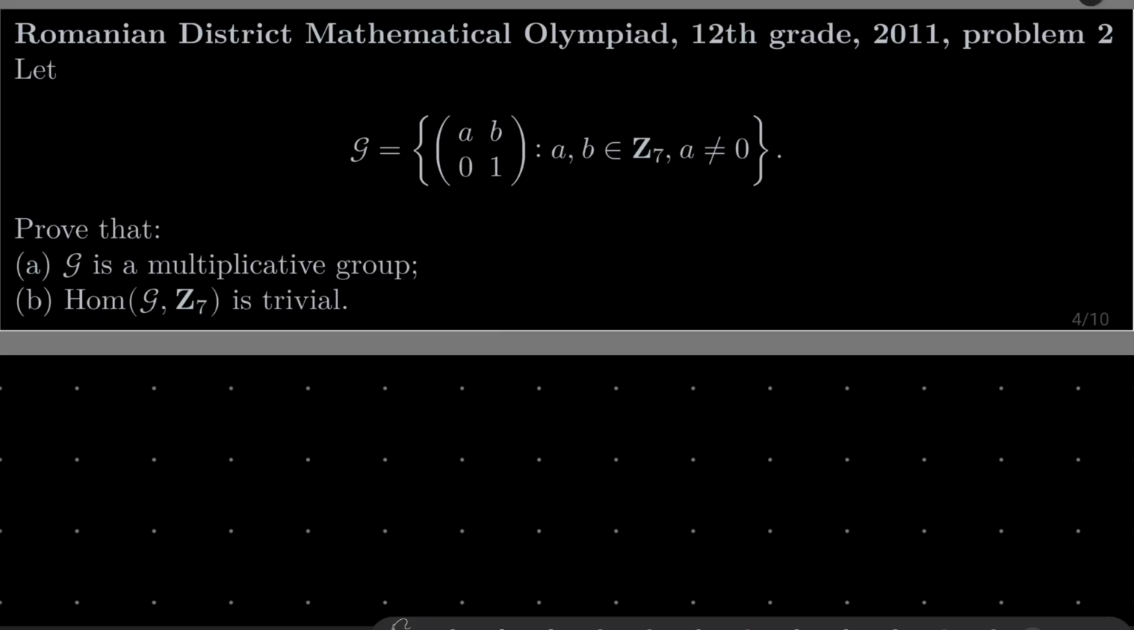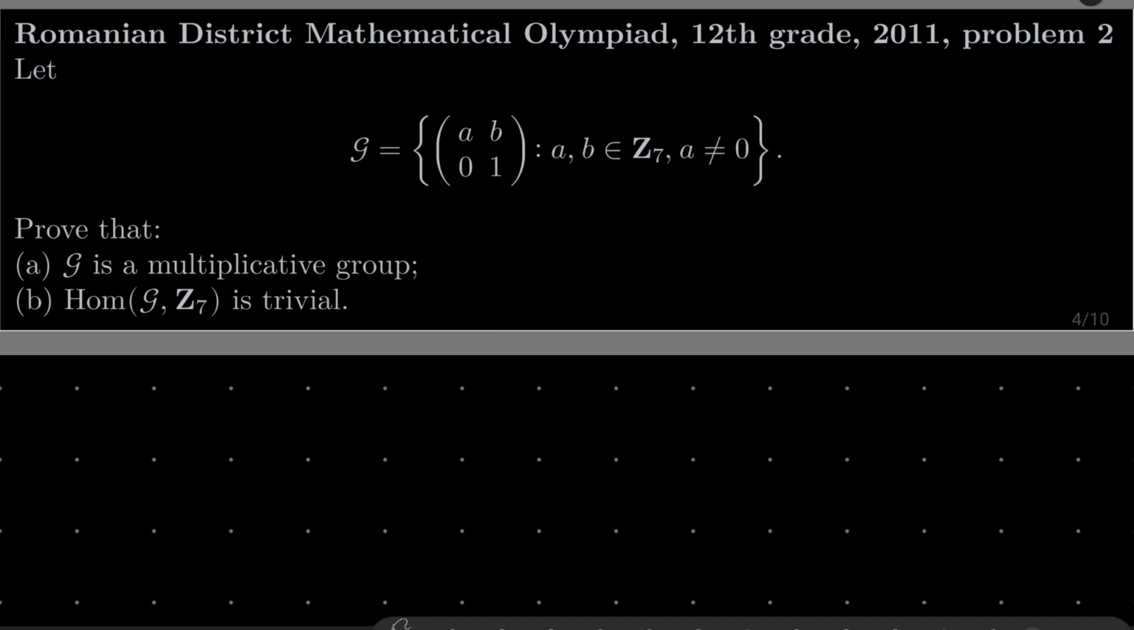Hello friends, in this video I'd like to solve the following problem from the Romanian District Mathematical Olympiad for 12th graders 2011, problem number 2. Let G be the following set. It consists of 2 by 2 matrices with first column (A, 0), second column (B, 1), where A and B are elements of Z7 and A is not 0. We wish to prove two things.